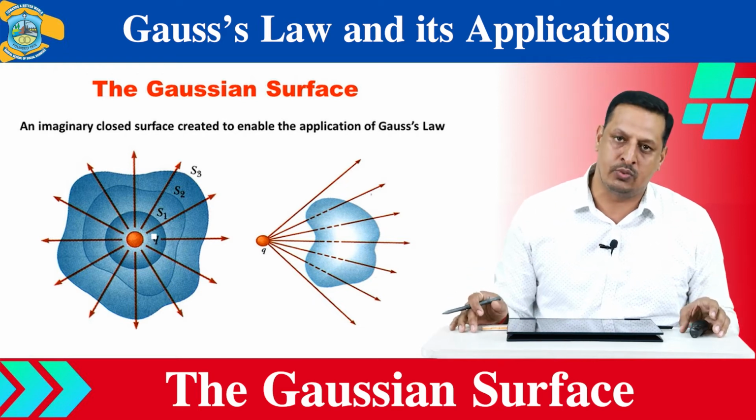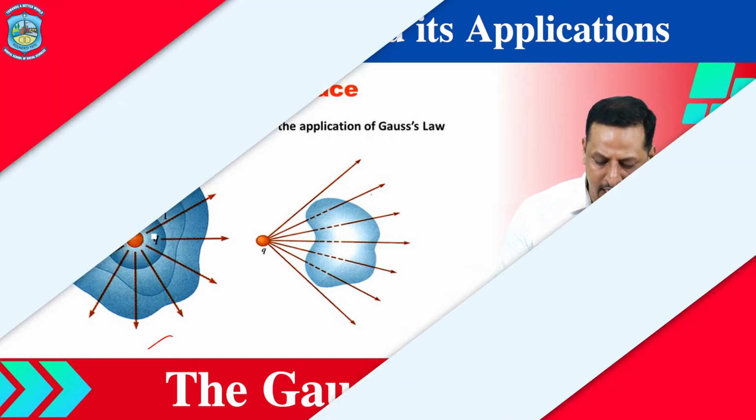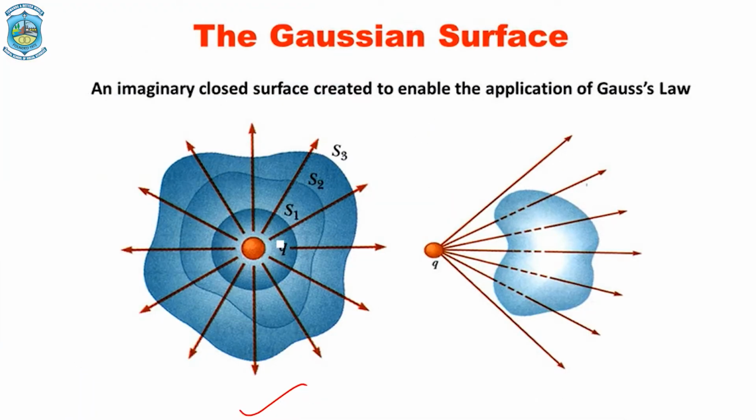And that surface is known as what? Gaussian surface. In the first diagram, we have a charge distribution shown by a red sphere at the center, and there are three different surfaces S1, S2 and S3 which represent Gaussian surfaces. They include every electric line of force coming out from that charged sphere kept at the center of these surfaces. In the second case, the blue surface does not enclose every electric line of force coming out from the charge Q. Therefore, it cannot be a Gaussian surface.